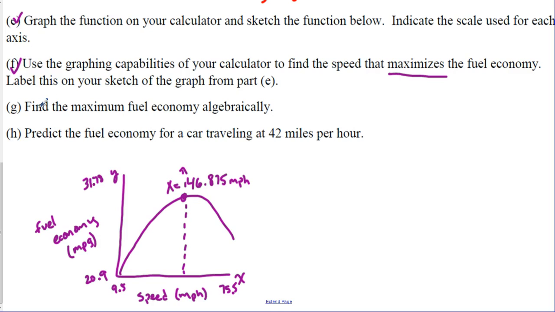All right, the final 2 tasks are algebraic. Find the maximum fuel economy using your model, and that means the y value, and predict the fuel economy for a car that travels at 42 miles per hour. Use your model. All right, so figure those out. Play the recording when you've got it.